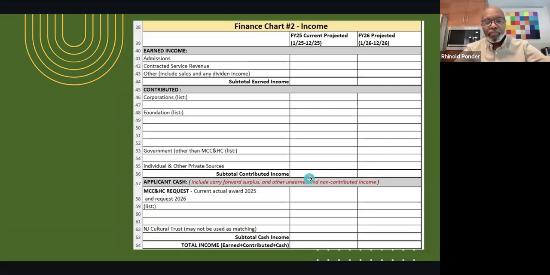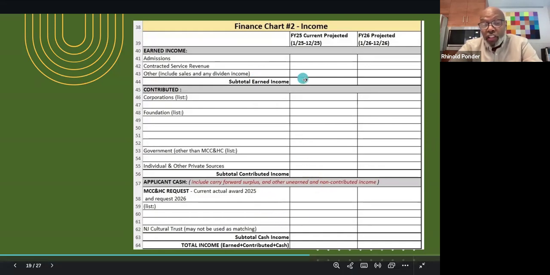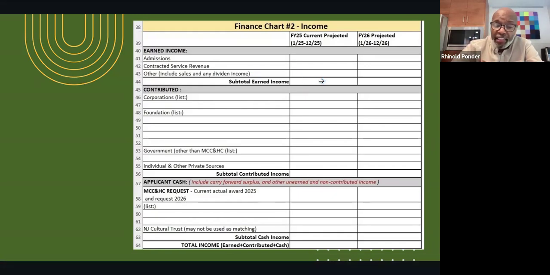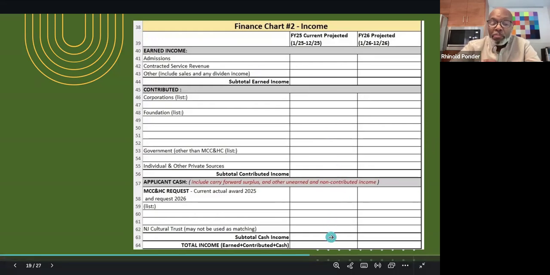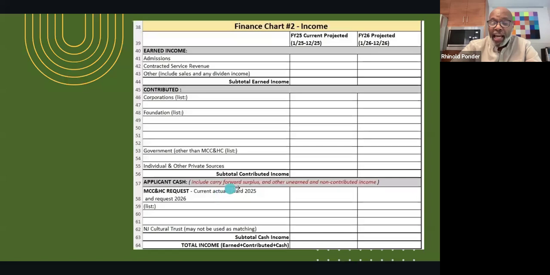Your income. Your income chart has only two columns: your fiscal year current income and your projected income. There are three sections: your earned income, your contributed income, and your applicant cash. That's line 44, line 56, and line 63, which should add up to line 64. We'll talk a little bit more about the applicant cash and forwarding surpluses in a second.